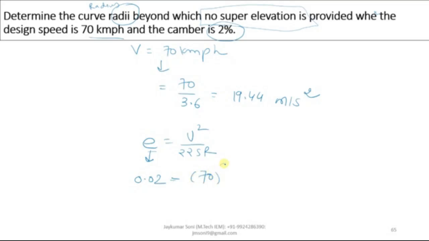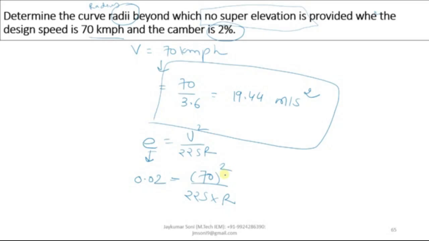You have this speed given over here, 225 and R. This is optional, you don't have to convert this all the time. So what is the value of R? It will be 1088.88 meter. This is the calculated curve radius. For the given conditions, no super elevation is required when the radius is greater than 1088.88 meter. This is how you can understand it.